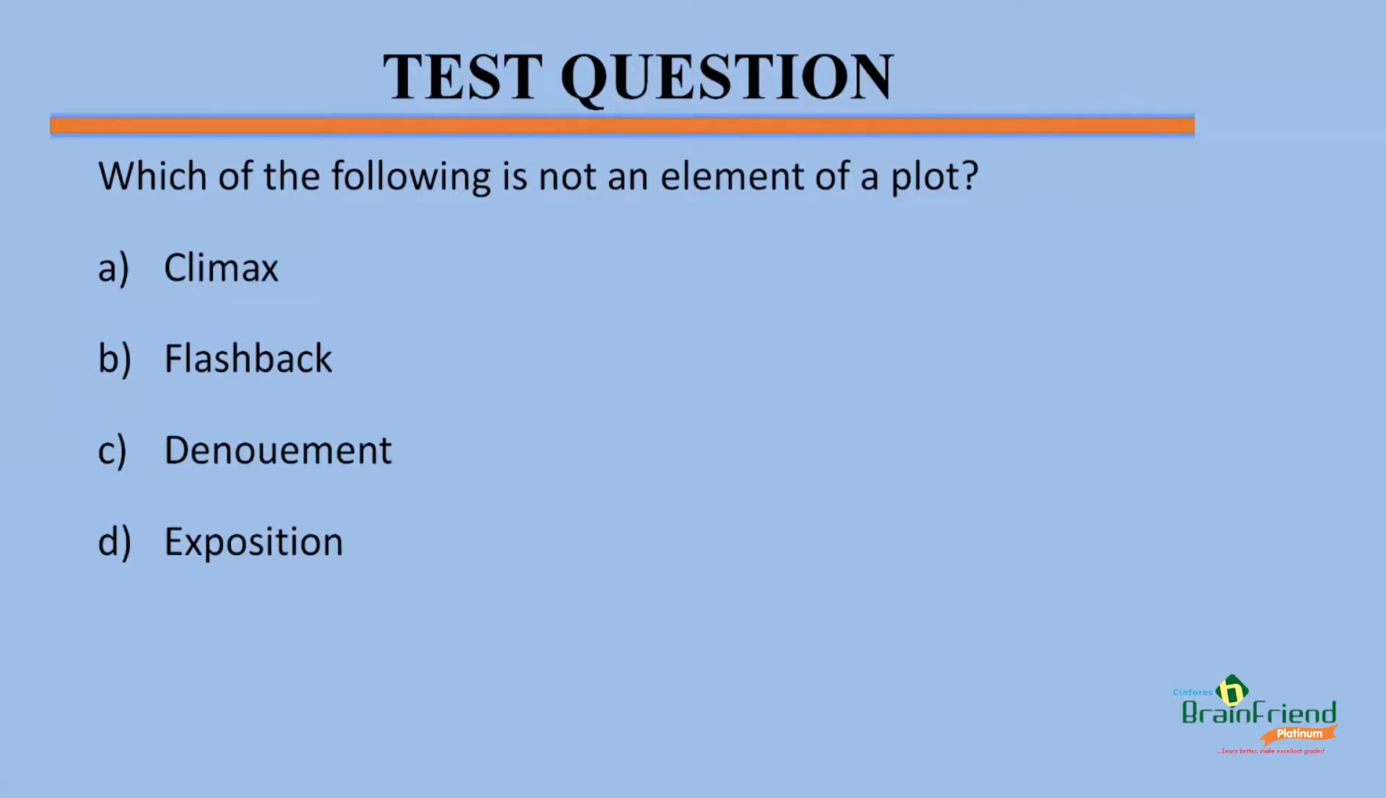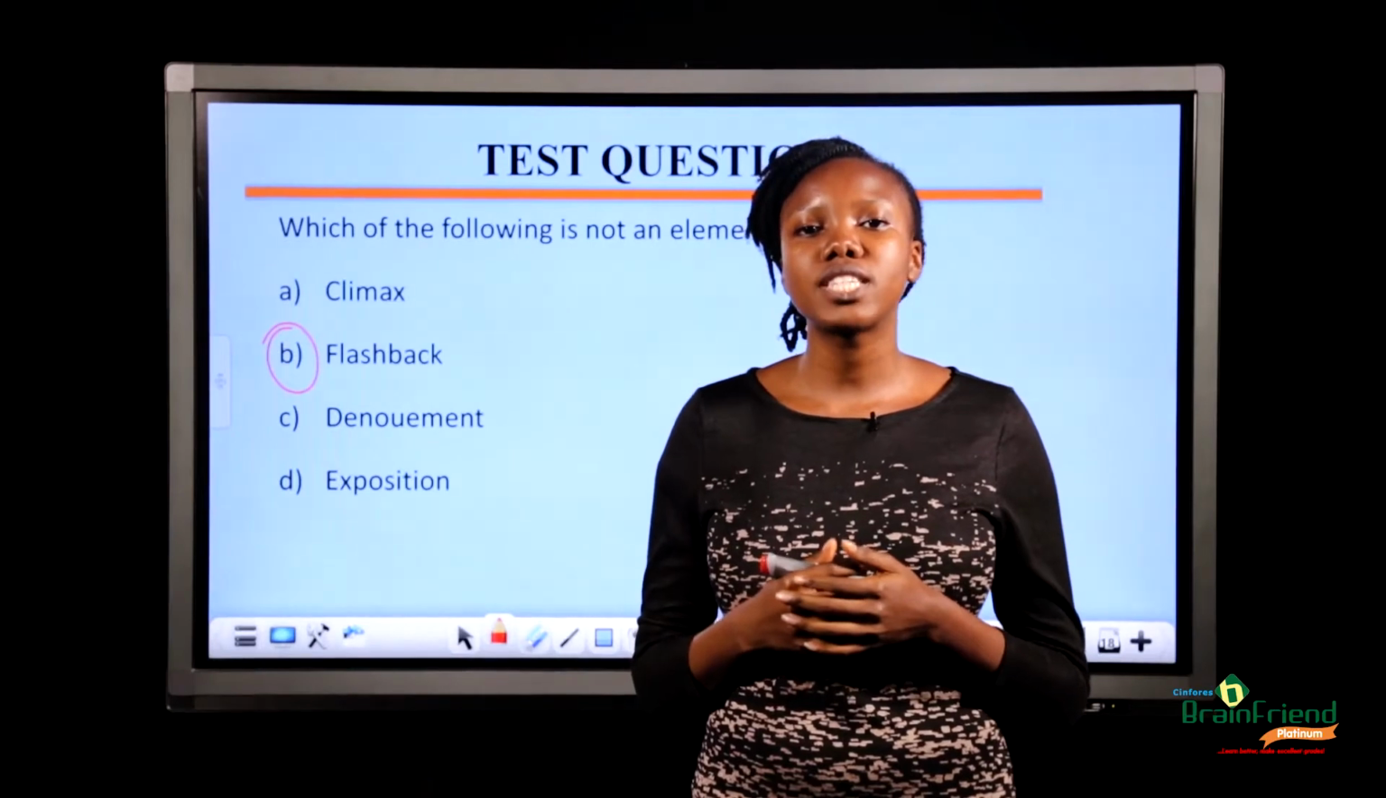Question 2. Which of the following is not an element of a plot? A. Climax. B. Flashback. C. Denouement. D. Exposition. And the correct answer is B. Flashback. Now we have come to the end of today's class.